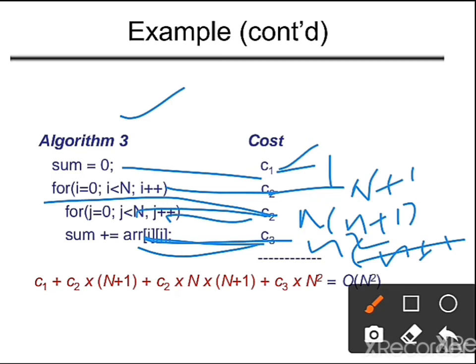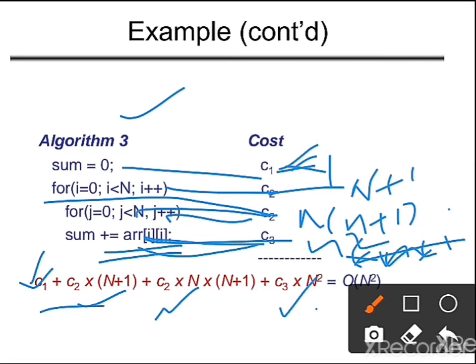Here also C1 is executed 1 time, so C1 into 1, that is C1. Then C2 is n plus 1 times, so C2 into n plus 1. And here it is n into n plus 1 times C2 will be executed. And here C3 n square times, so n into n times this statement will be executed, so that is n square. So C3 into n square.